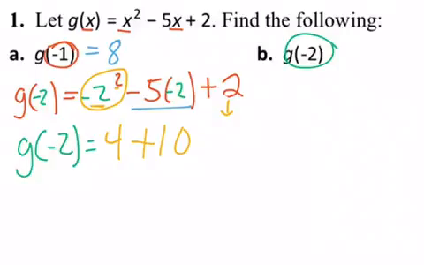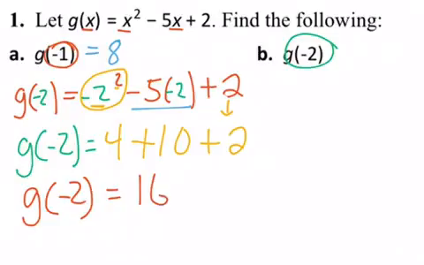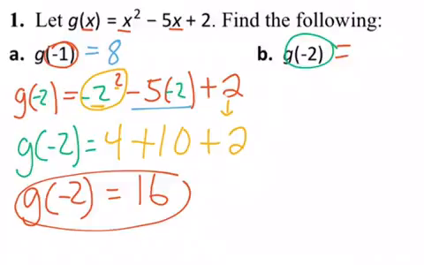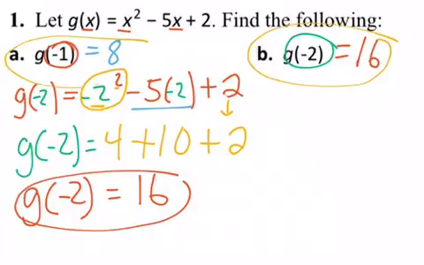So now, according to order of operations, we add left to right. So 4 plus 10 is 14. 14 plus 2 would be 16. So g of negative 1 would be 8, but g of negative 2 is 16. G of negative 1 equals 8. G of negative 2 equals 16. So here are our final answers.